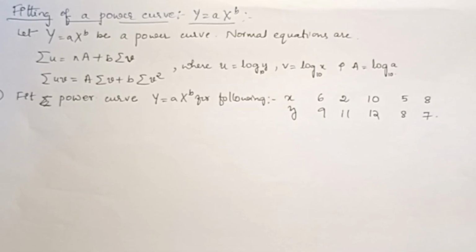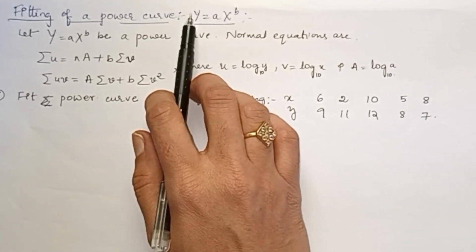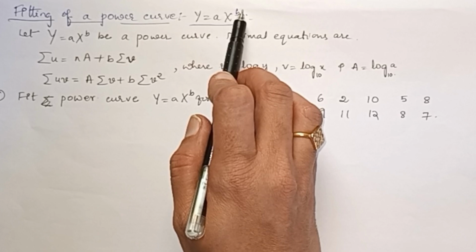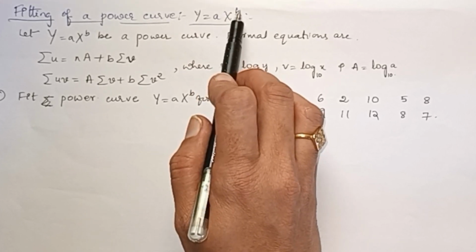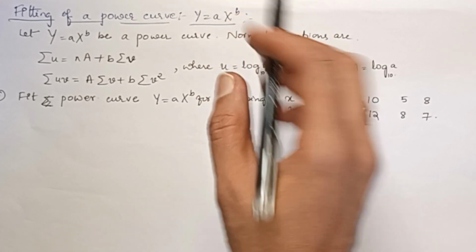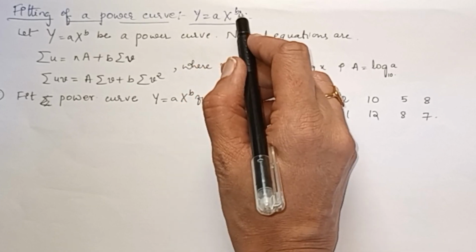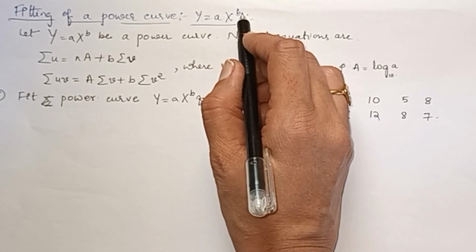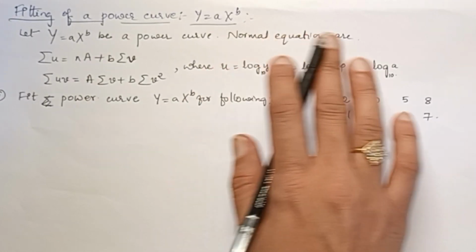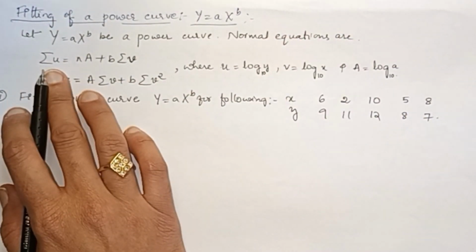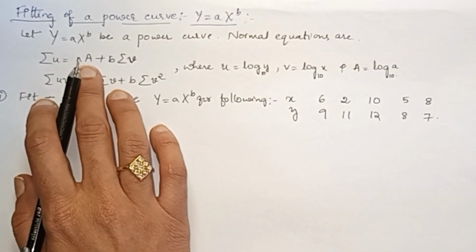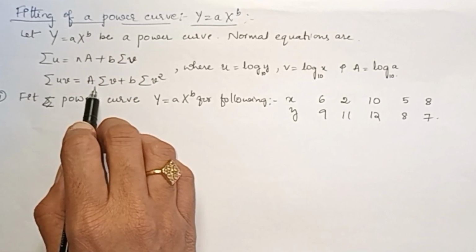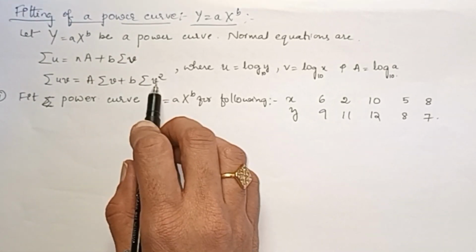Now the next section is how to fit a power curve. A power curve is of the form y equal to ax to the power b, a variable raised to some constant power. Here a and b are the coefficients, the constants to be determined. The normal equations of the power curve are given by sigma u equal to NA plus B into sigma v, and sigma uv equal to A into sigma v plus B into sigma v square.